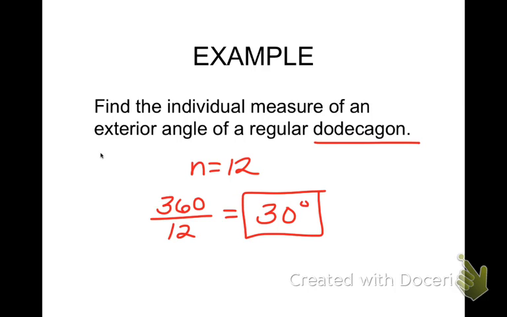Okay, so pay attention to what it is that's asking for. Is it asking just for a sum? Then you need to decide, is it exterior, which means it would be 360, or is it interior, which means it's going to be n minus 2 times 180? Or is it asking for an individual angle? If that's the case, then you need to find your sum and then divide it by the number of sides.